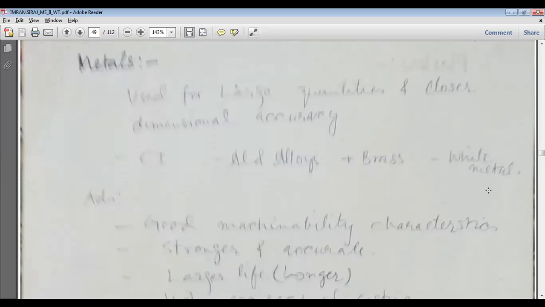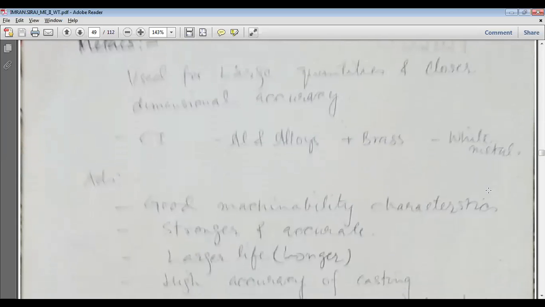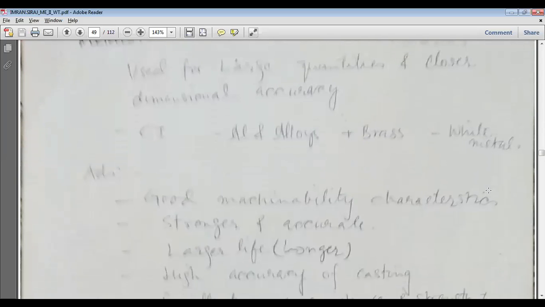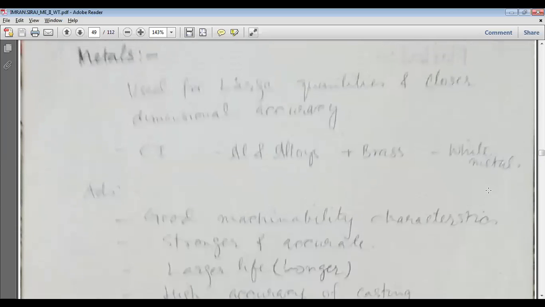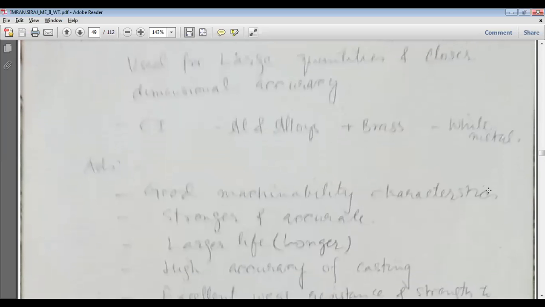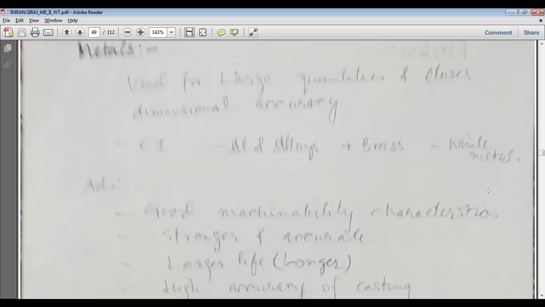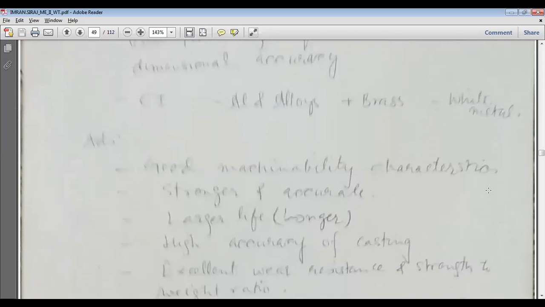Metals can be machined smoothly and they can produce very good surfaces. So the advantages of metals are good machinability, and they are stronger, stiffer and accurate. Then larger life. Obviously, metals last for a long time, giving a bigger life, and then high accuracy of casting. The patterns that are produced by metal have high accuracy of casting. The castings produced by metal patterns are very good in dimensional shape and dimensional accuracy.